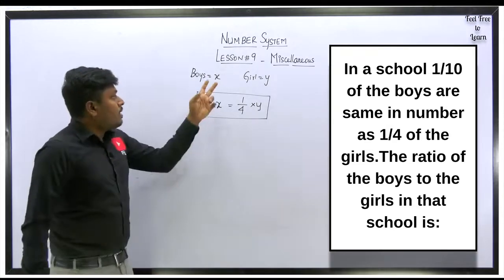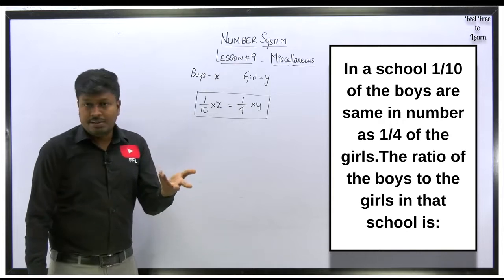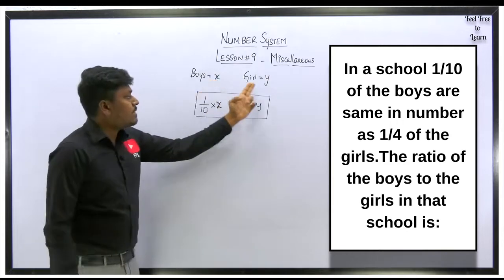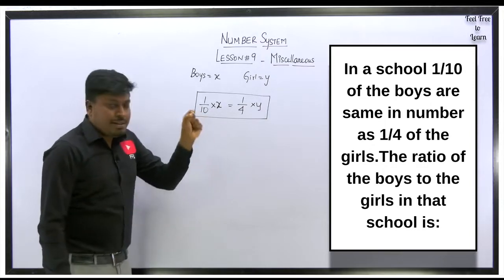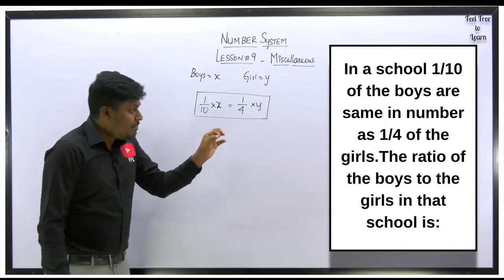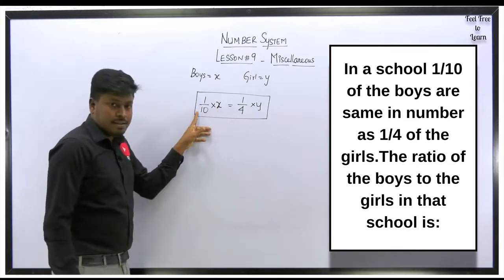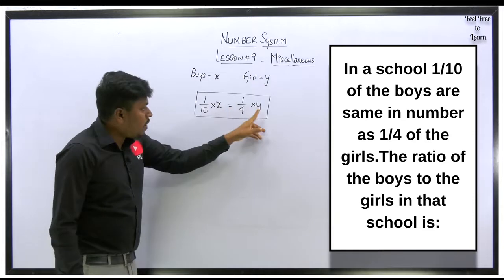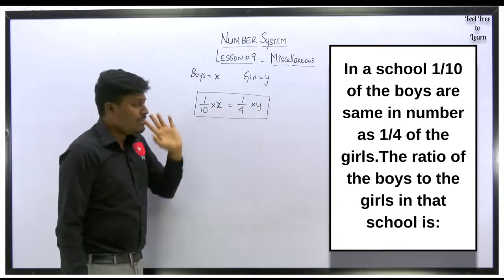Just see here, according to the question, we don't know how many total boys and how many total girls there are. So let me assume boys as x and girls as y. Now in the question, what they are saying is 1 by 10th of the boys are the same in number as 1 by 4th of the girls. So both the numbers will be the same. That's the reason I have equated it.